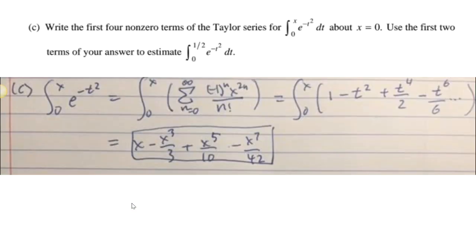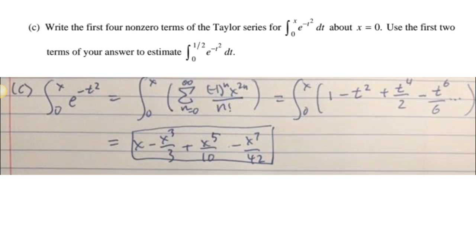Part C asks us to write the first 4 non-zero terms of the Taylor series of the integral from 0 to x of our function f of x about x equals 0. Then, using the first 2 terms of our answer, we are asked to estimate the integral from 0 to 1/2 of our function. Okay, first we should tackle the integral from 0 to x of e to the negative t squared.